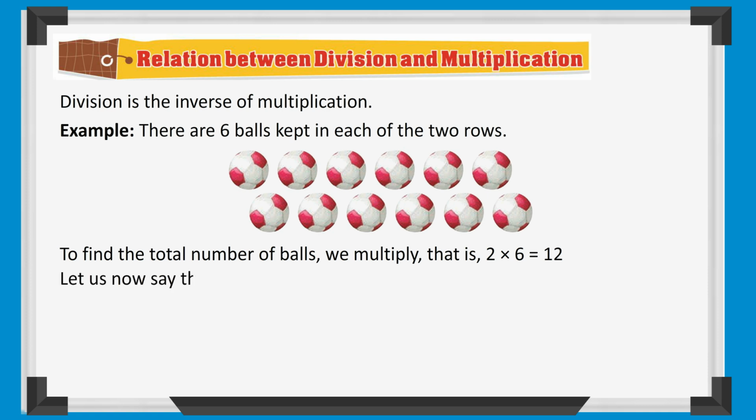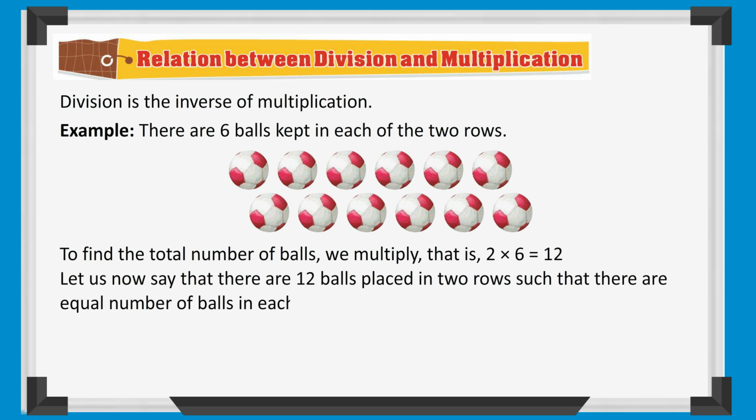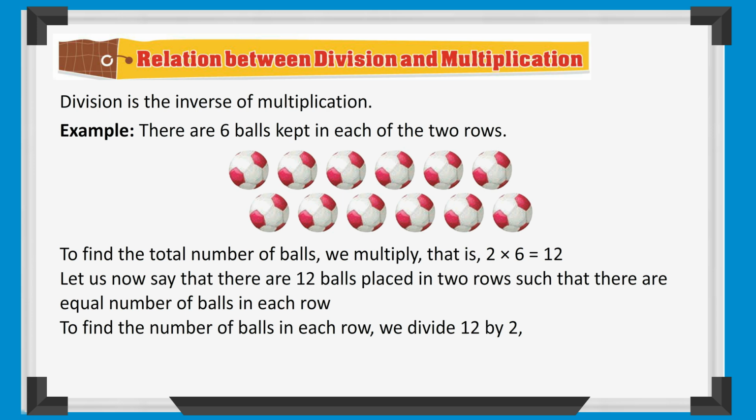Let us now say that there are 12 balls placed in 2 rows, such that there are equal number of balls in each row. To find the number of balls in each row, we divide 12 by 2. That is, 12 divided by 2 equals 6.